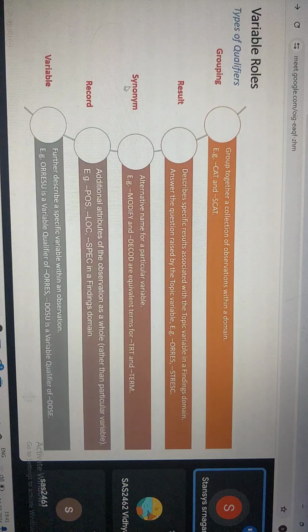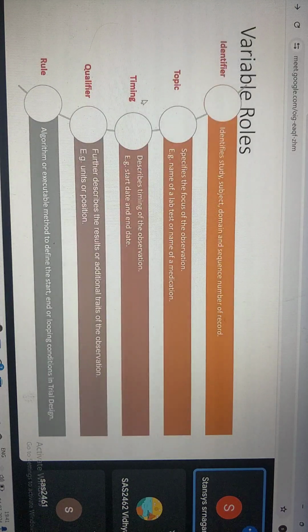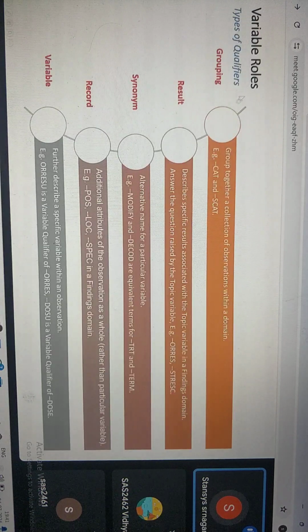Oh yeah, one slide we missed. Okay, so basically, before moving to that, the qualifiers are again 5 more types. Based on the rules, the five variable types are identifiers, topic, timing, qualifier, rule. But qualifiers are reclassified again into 5 more types: grouping qualifier, result qualifier, synonym qualifier, record qualifier, variable qualifier.